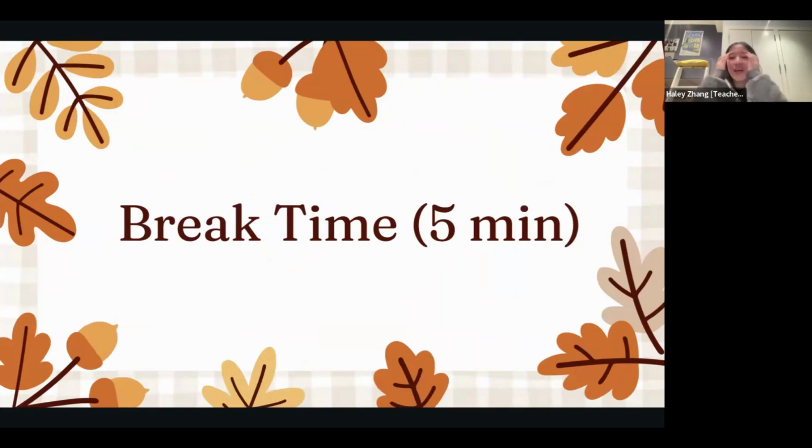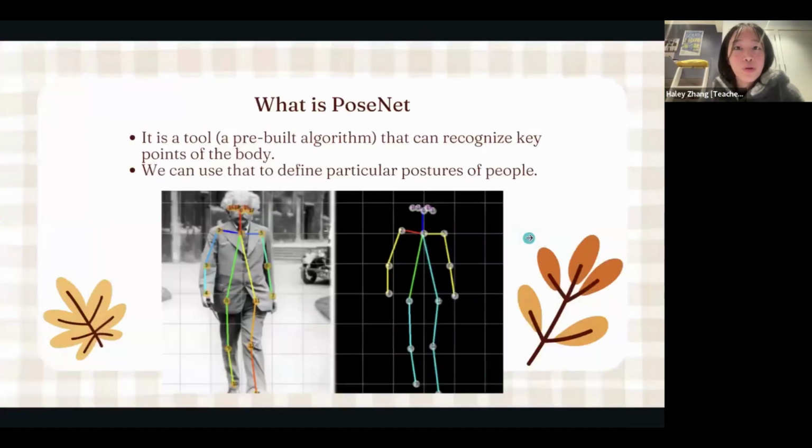So this is part 1, and after this, we're going to be using PoseNet and creating an app of our own using computer vision. First of all, just as a really simple intro to PoseNet, which is the extension that we're going to be using in MIT App Inventor, it is basically a pre-built algorithm that is already trained to recognize key points of a body and key points of the face. And we can use that to define particular postures of people.